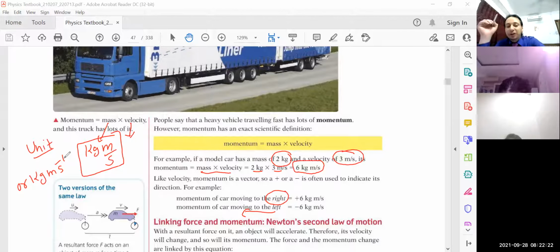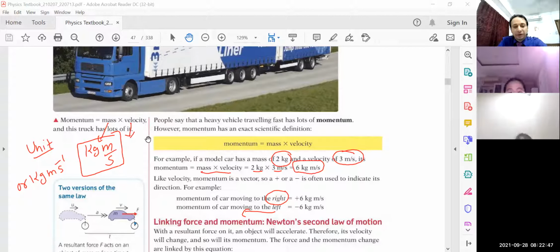If mass is given in gram, you need to convert it into kilogram. If speed is given in centimeter per second or in kilometer per hour, then you need to convert that value into meter per second, to make the unit kilogram meter per second as per the SI system of rules.